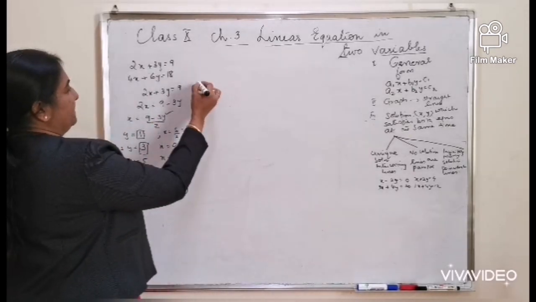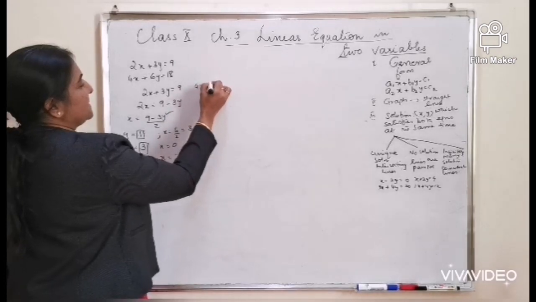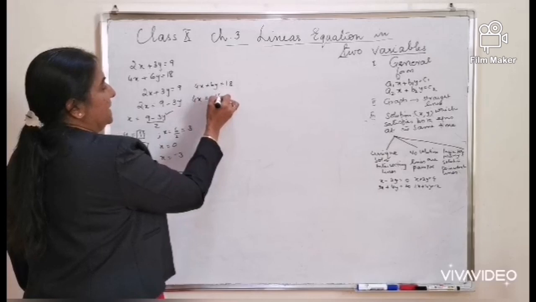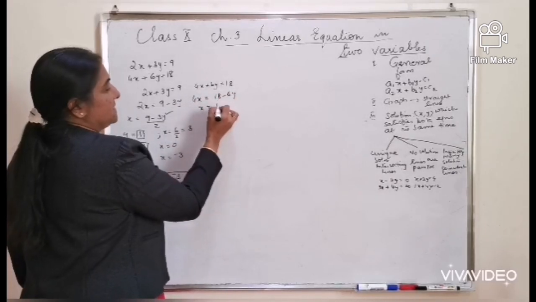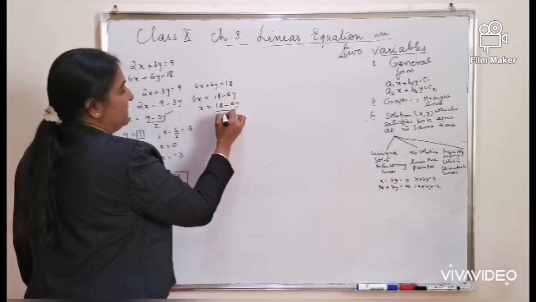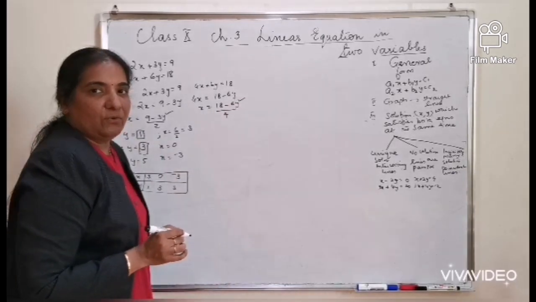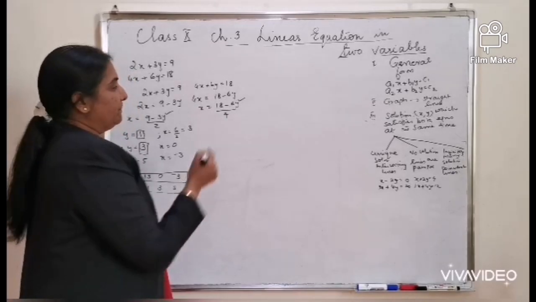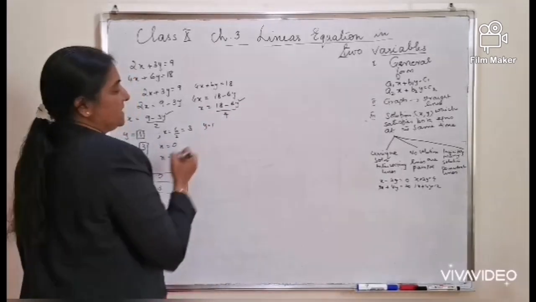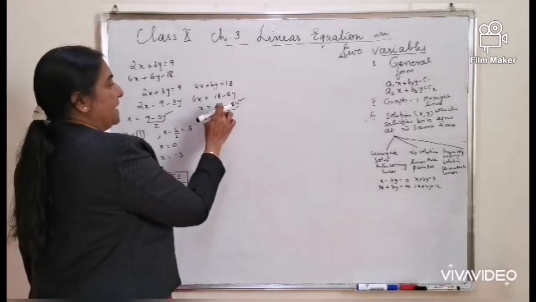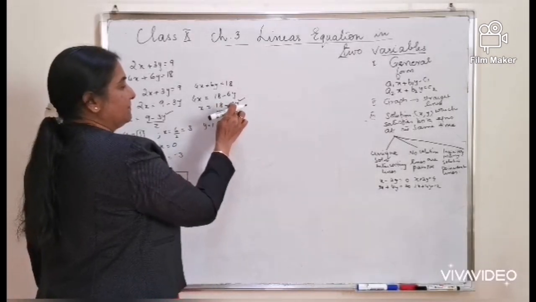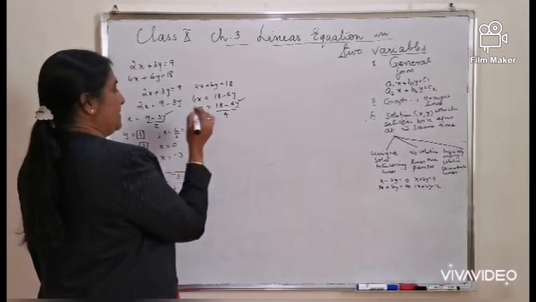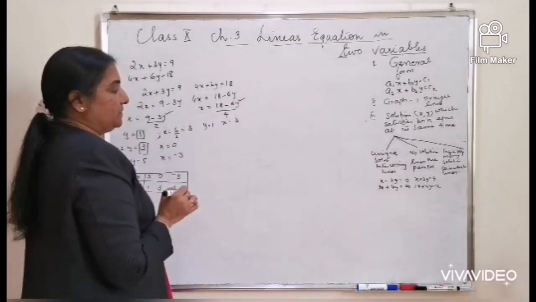The second set, 4x plus 6y is equal to 18. 4x is equal to 18 minus 6y. X is equal to 18 minus 6y by 4. Giving the value of y as 0, 18 by 4 is not a whole number. When y is equal to 1, 6 into 1 is 6, 18 minus 6 is 12, 12 by 4 is 3, x is equal to 3.